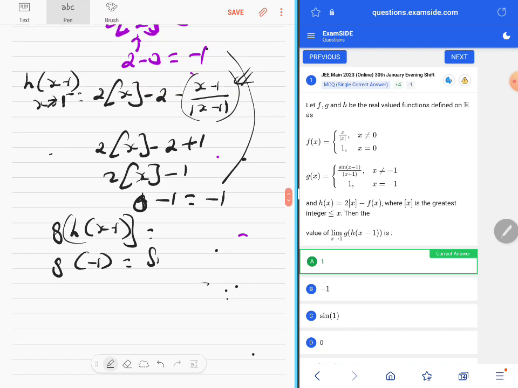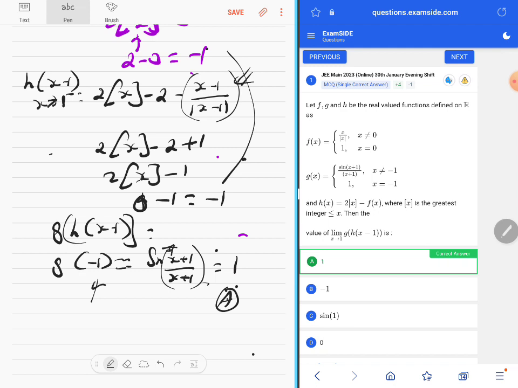And sin x plus 1 by x plus 1 is, irrespective of the value of x, even if we put x as minus 1, it will be sin 0 by 0. But the best thing is sin theta by theta. So irrespective of the value of x, this is going to be always 1.